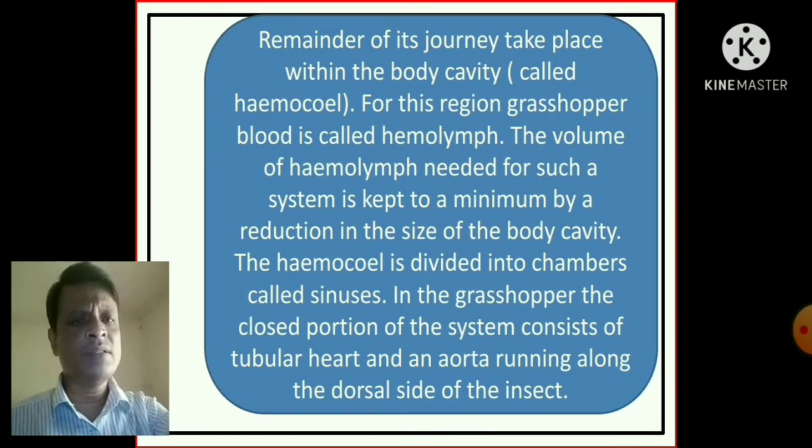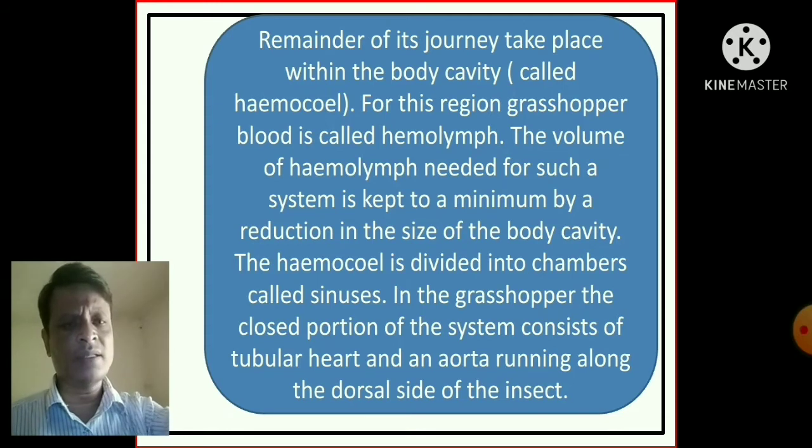The remainder of its journey takes place within the body cavity called hemocoel. For this reason, grasshopper blood is called hemolymph. The volume of the hemolymph needed for such a system is kept to a minimum by a reduction in the size of the body cavity. The hemocoel is divided into chambers called sinuses. In the grasshopper, the closed portion of the system consists of a tubular heart and an aorta running along the dorsal side of the insect.